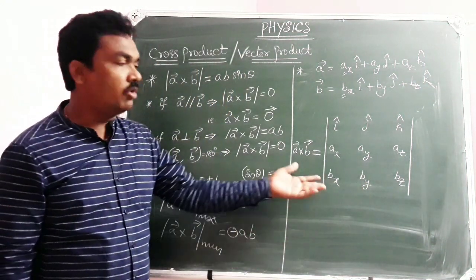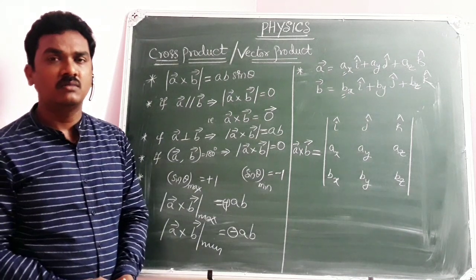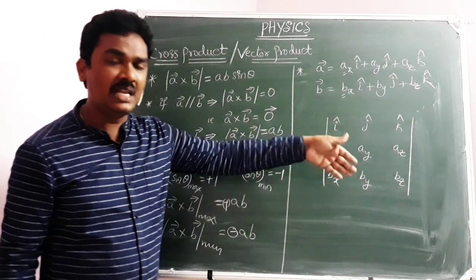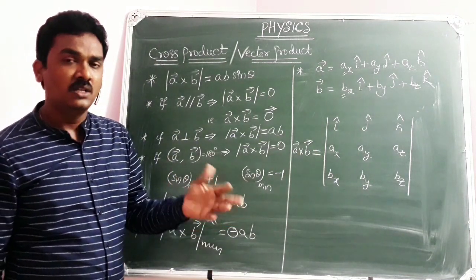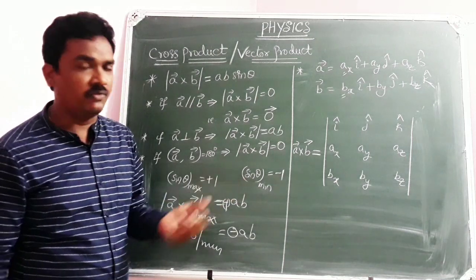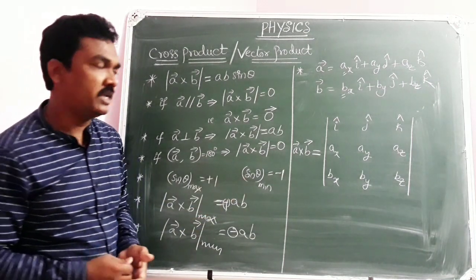So you may get the doubt, sir, how to calculate the determinant of this 3 by 3 arrangement, 3 rows and 3 columns? Then how to calculate the determinant of that? Yes, I will explain.